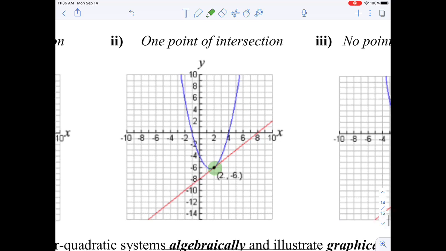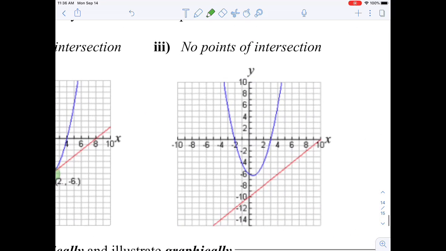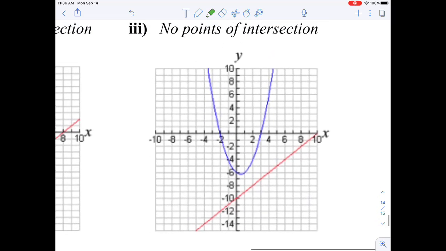But of course, it's also possible, depending on where the line is in relation to the parabola, that they may never actually cross at all. And so you can see here, these blue and red lines will never cross one another. And so it's totally possible that we'll have no point of intersection.